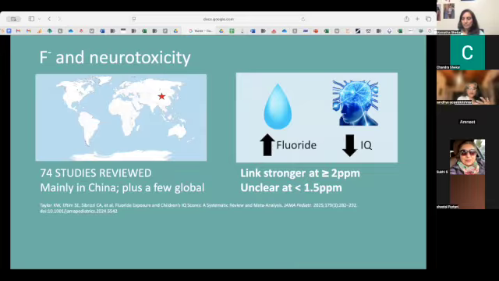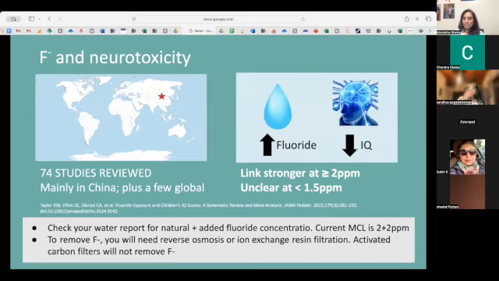But you should always look at your source, because there are certain areas, I don't know if it's in the US, but in India, natural fluoride in some parts is very high. So they actually have the inverse problem, how to remove the fluoride. It just depends on where you are. Check your water report for how much natural versus added fluoride there is.